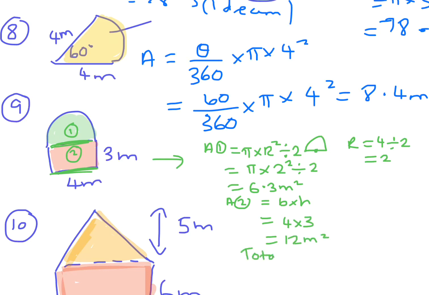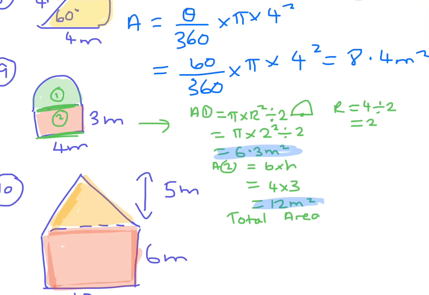So the total area, you just got to take each of these areas, so area 1 and area 2, and if you add them together, you'll get the total area. So the total area would be area 1 plus area 2. So it's going to be 6.3 plus 12, which is 18.3 metres squared.